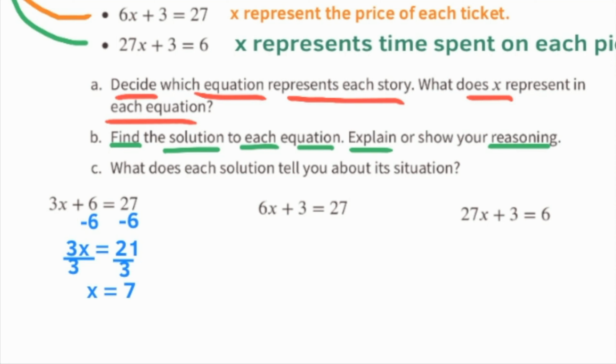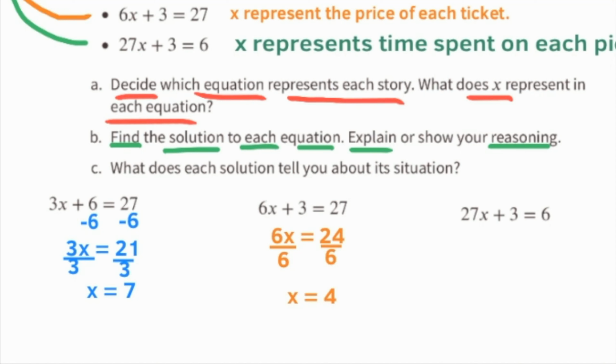Let's move on to the next equation. 6x plus 3 equals 27. Let's take away 3 from each side. Now it reads 6x equals 24. To get the x by itself, we need to divide by 6 on both sides. 6x divided by 6 equals 1x, or x, and 24 divided by 6 equals 4, so x equals 4.